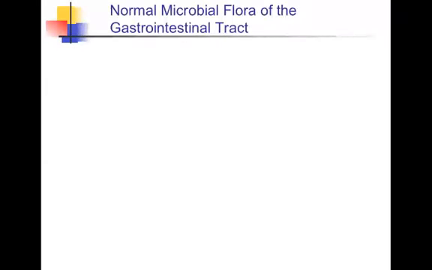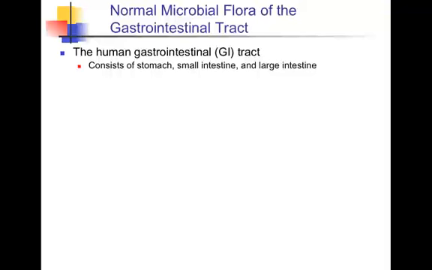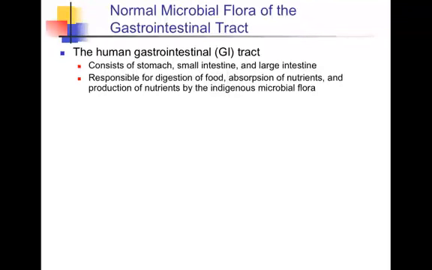So moving on to another compartment of the human body, the gastrointestinal tract. The human GI tract, right, consists of a couple of different components: stomach, small intestine, and large intestine, responsible for digestion of food, absorption of nutrients, that sort of thing. It is very densely colonized by microorganisms, right? Those are huge numbers. That's 10 to the 13th or 10 to the 14th total number of cells in the lower and upper gastrointestinal tract.